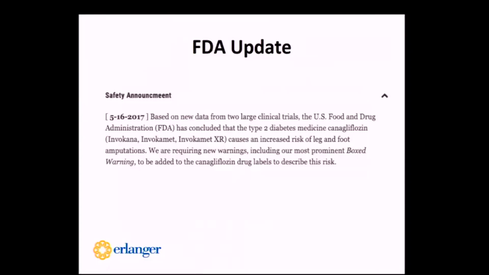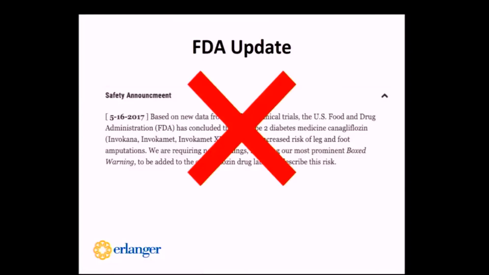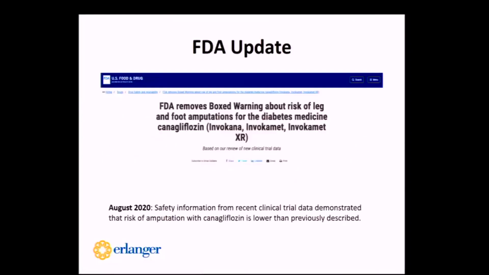As you may know, back in 2017, the FDA did release a black box warning for canagliflozin. Based on the literature at that time, the black box warning was due to an increase of leg and foot amputations. However, this black box warning has more recently been removed. In 2020, based on literature that came out later, the FDA removed the black box warning, saying that safety information from recent trials demonstrated that the risk of amputation with canagliflozin is lower than previously described. So just an adverse effect, not necessarily a black box warning anymore.